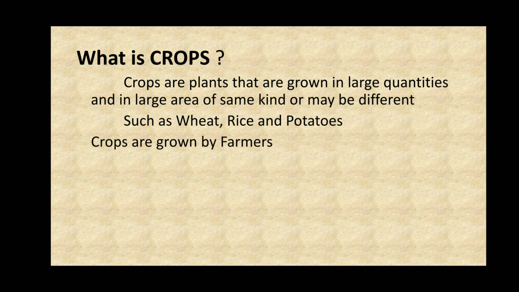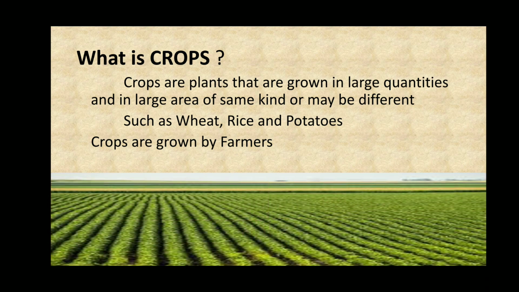So to say, when we grow plants in our home, we don't call it a crop. Why? Because crops are grown in large quantities and in a large area, then only we call it a crop. You could see in this figure that it is a very large area, a very large field where farmers have grown the crops in a large quantity. So these are called crops.